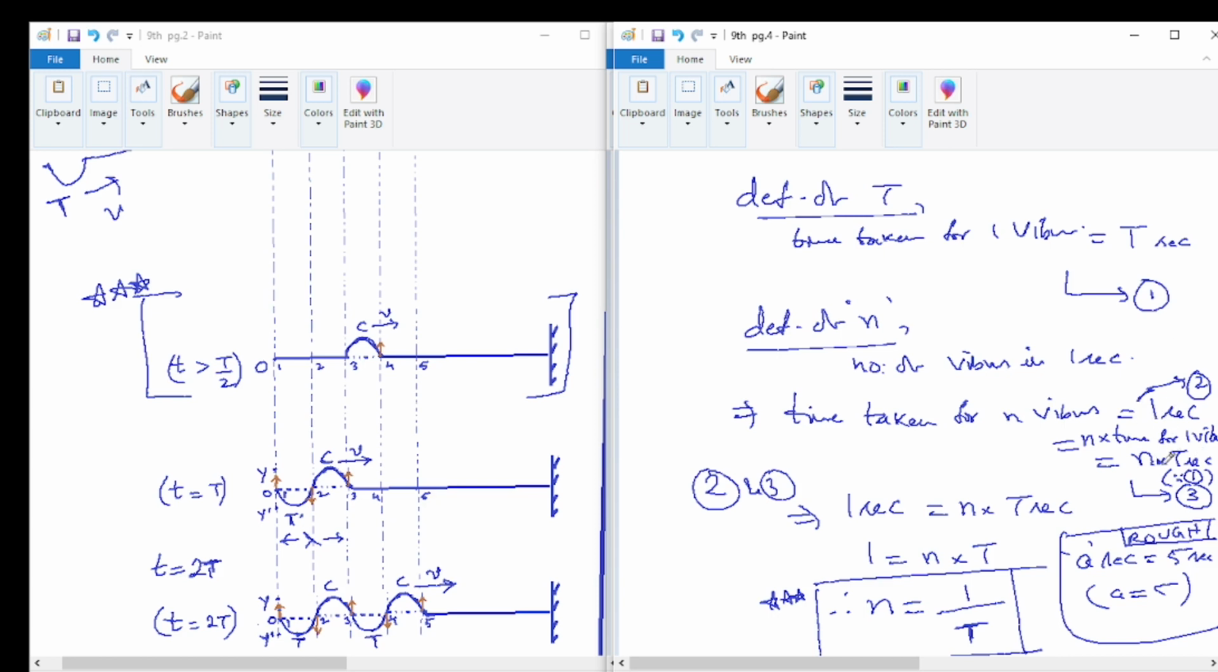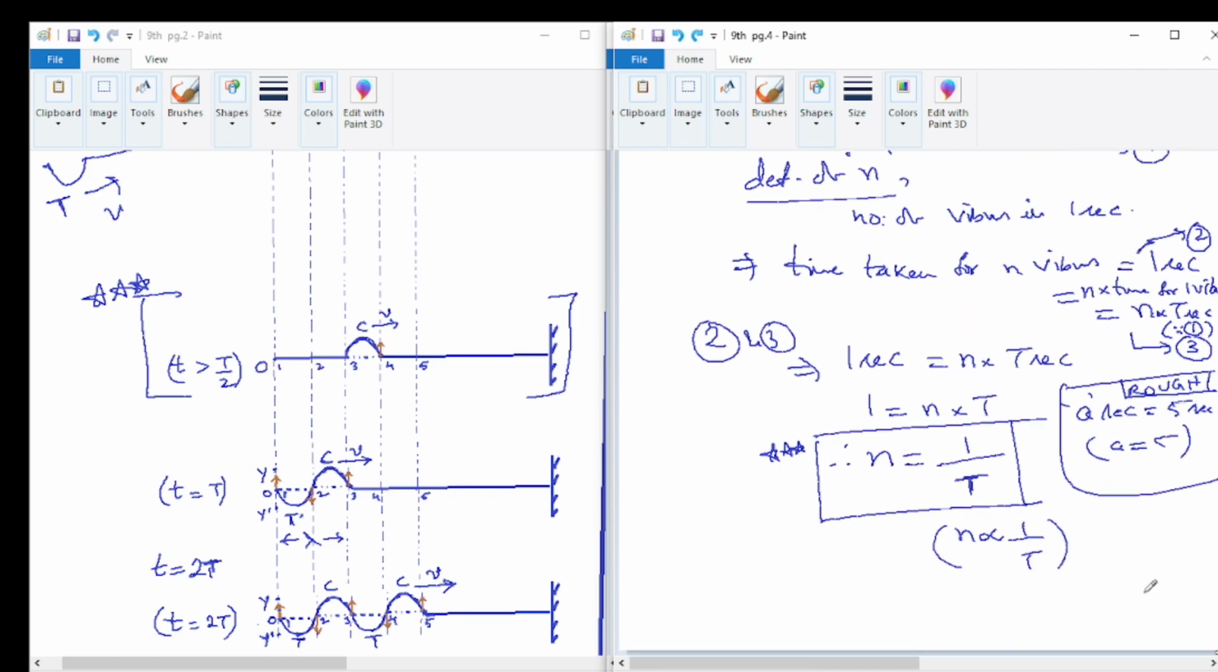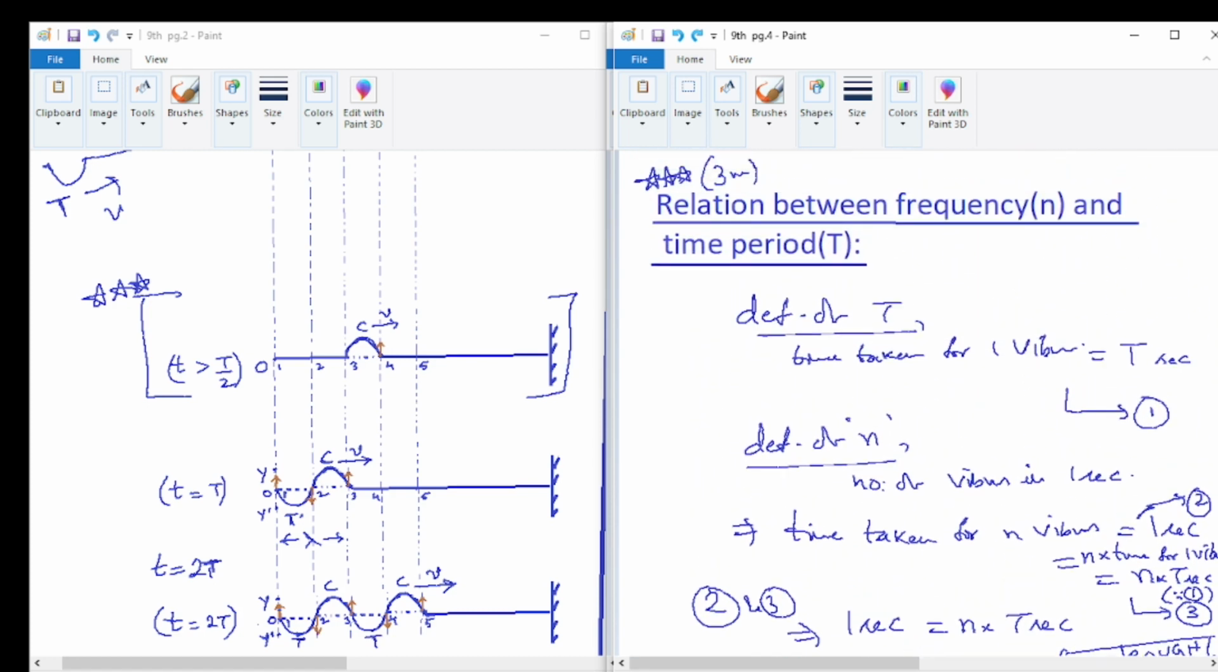So 1 second can also be written as what? N into t seconds. Just check it once again. So that means n into t is equal to 1, so n is equal to 1 by t. Nowhere is any complication there in the derivation. Whatever things we are seeing here are simple. So this is a simple derivation of the relation between frequency and time period.